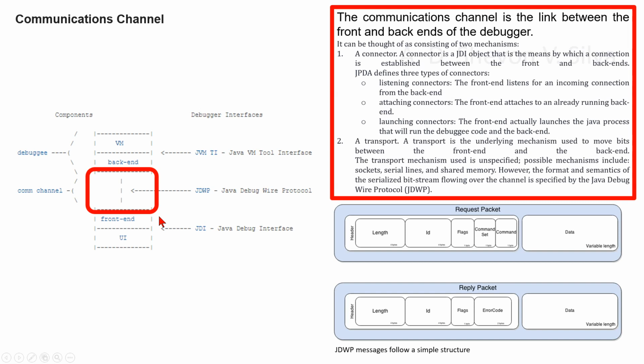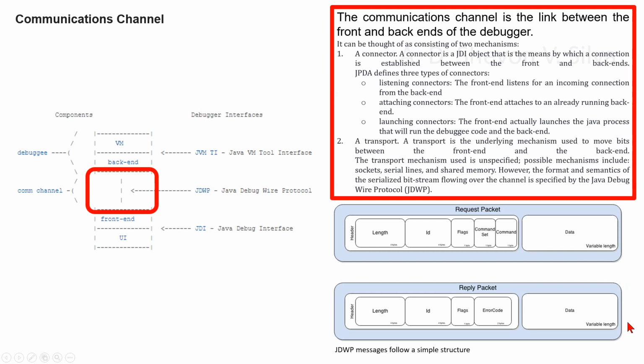Here you can see JDWP messages follow a simple structure. JDWP defines messages involved in communications between the debugger and debuggee. JDWP is packet based and is not stateful. There are two basic packet types: command packets and reply packets.